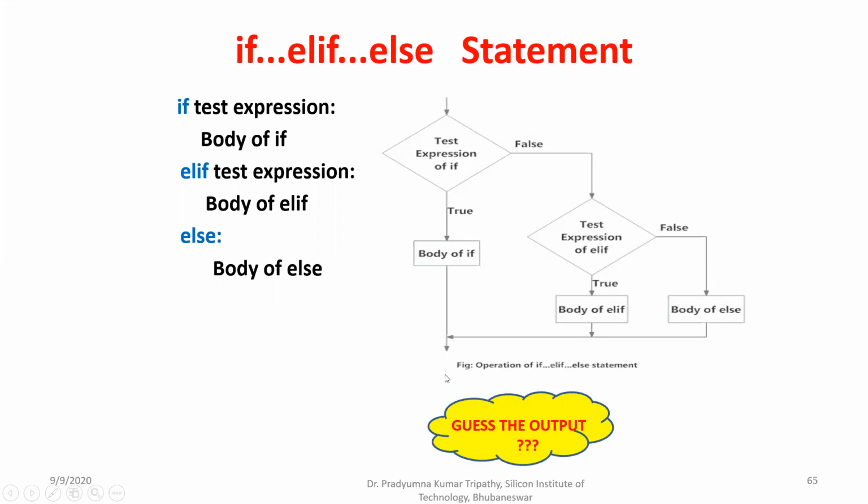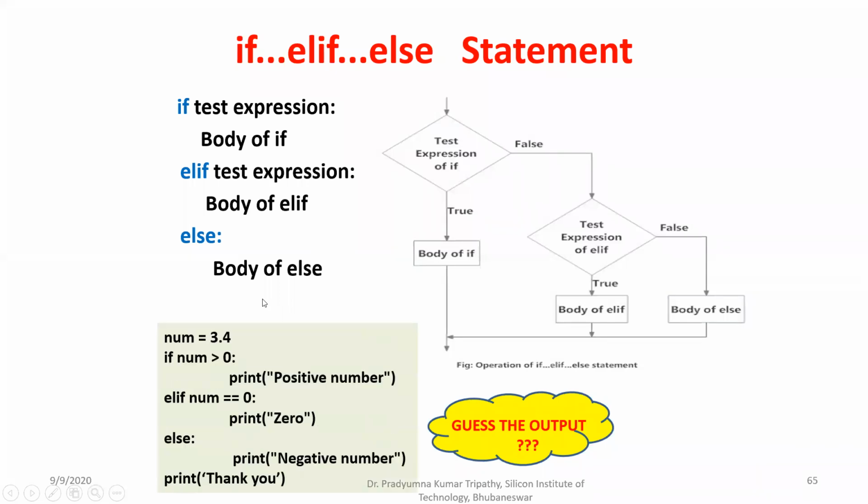If the condition is true, it will come over here. If it is not, it will again check the condition. If it is true, it will come over here. If it is not, then it goes for the false one. So you may have a number of elif statements in your program.